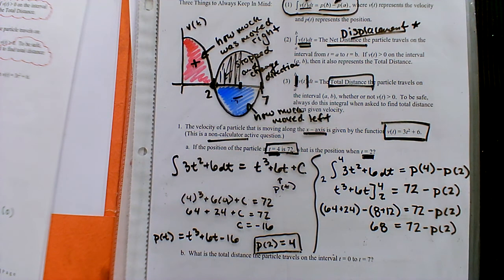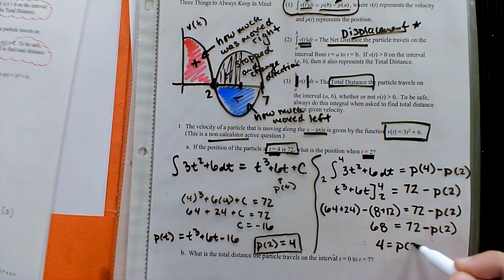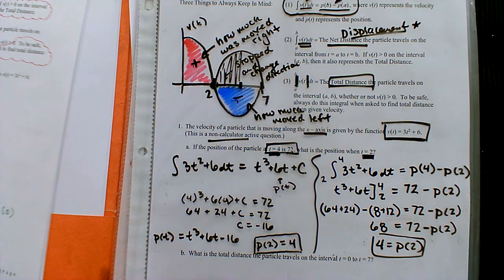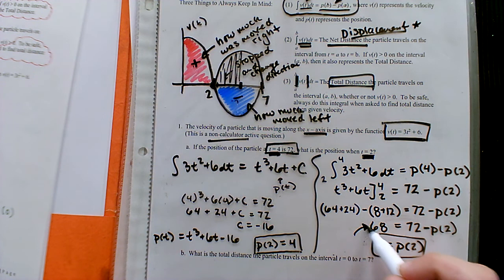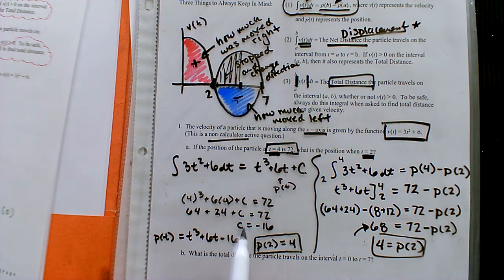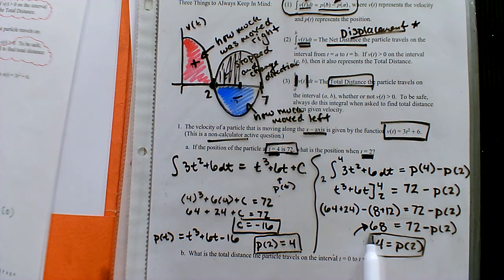Can we figure out what P of 2 is? Pretty sure. We'd have to subtract 72 and then move a negative over. So that would end up being 4. Okay, notice how we get the same thing. Can we think about, though, what this 68 is representing? We know this c is just some constant term on the end of an antiderivative, but maybe this 68 represents something special.